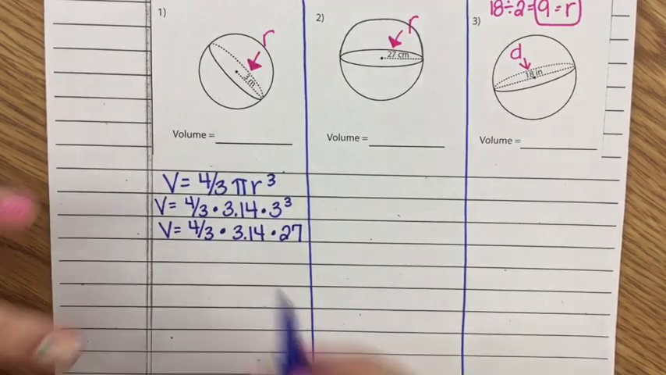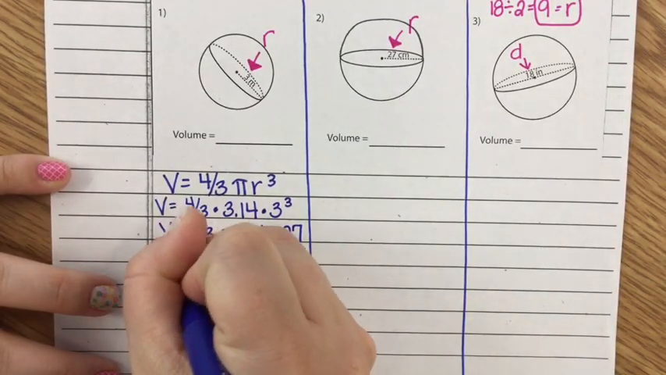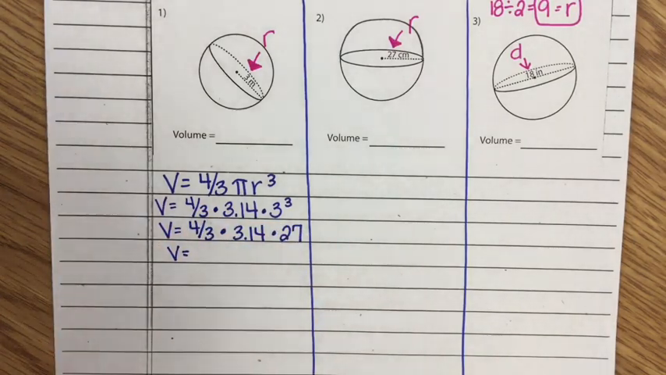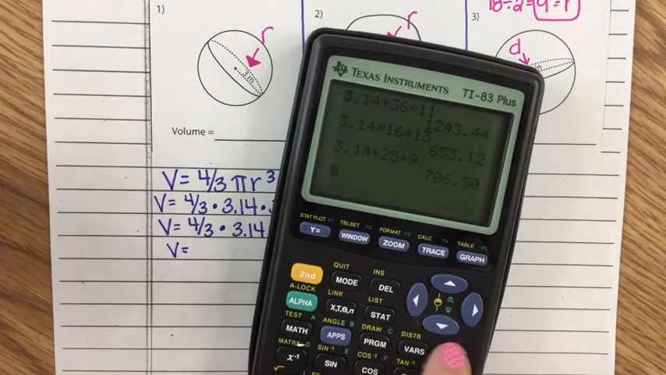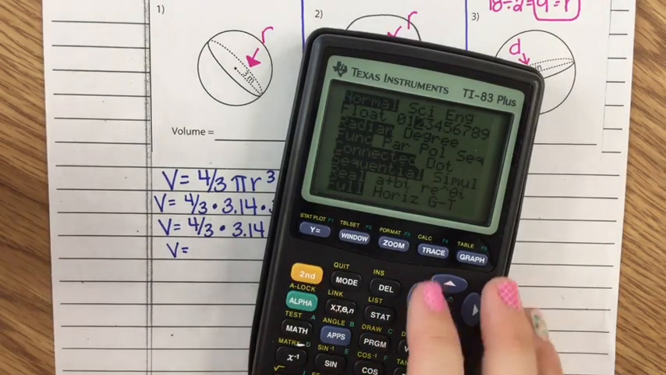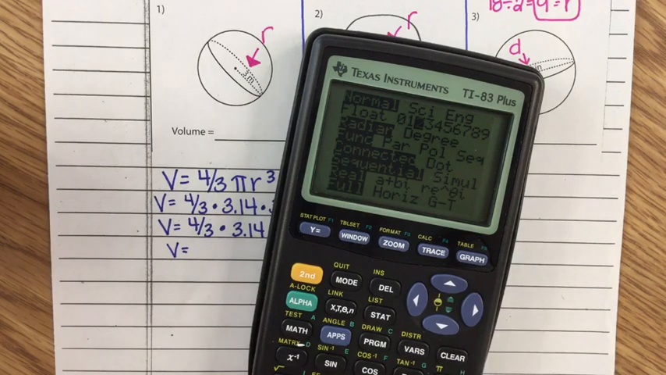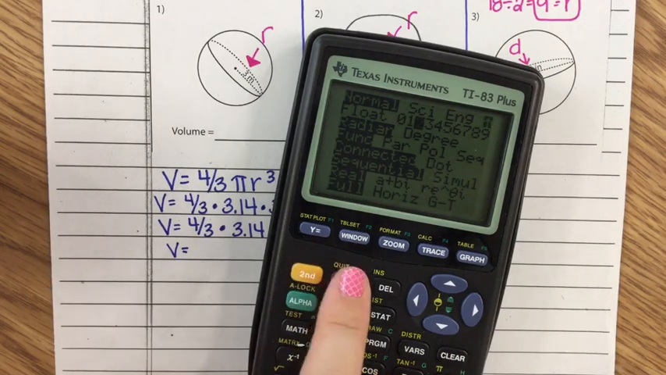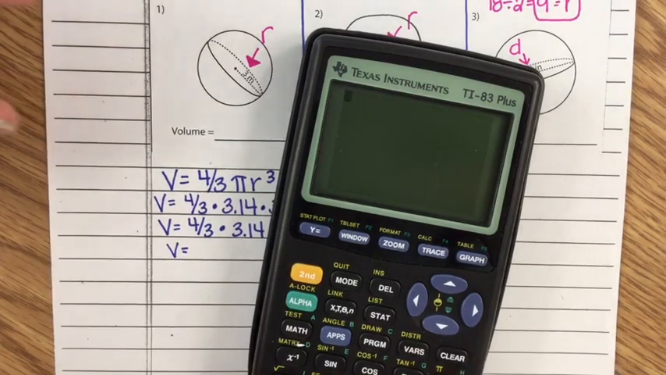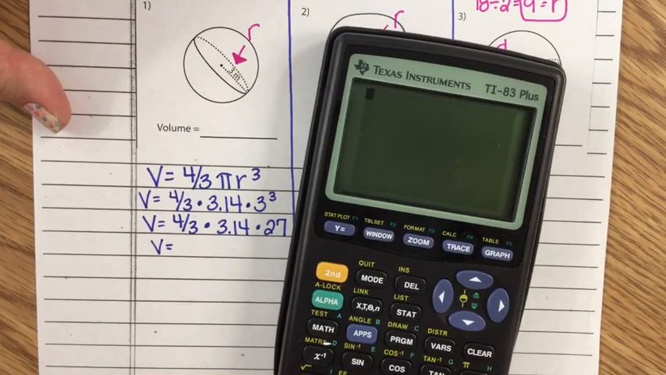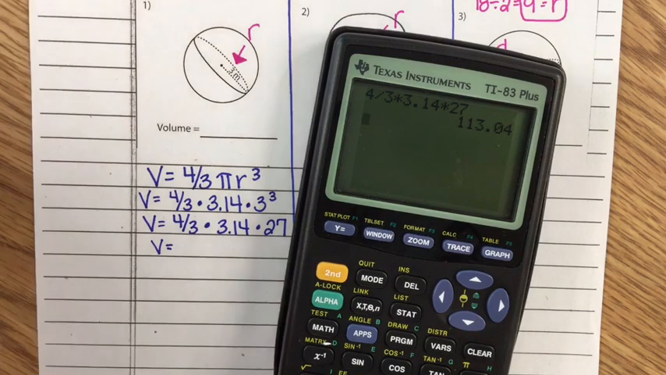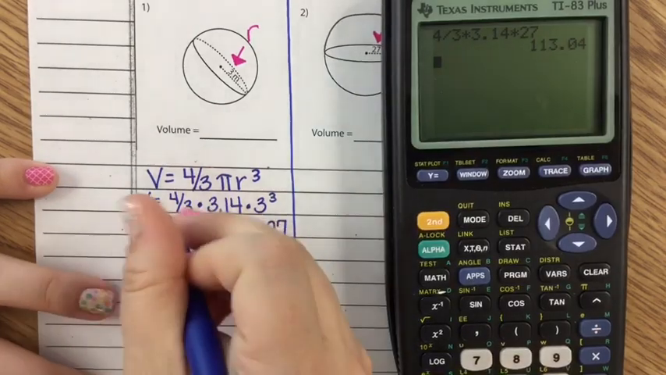Okay, and then we're going to use our calculator, already set up to round. If it's not set up to round, remember to go to the mode and go down to where it says float and arrow over to the 2 and just press enter. And then second mode to quit out of that. You guys will be experts with the calculators by the time EOG comes around. Alright, so 4/3 times 3.14 times 27 equals 113 and 4/100.